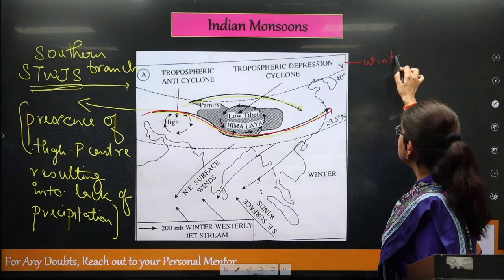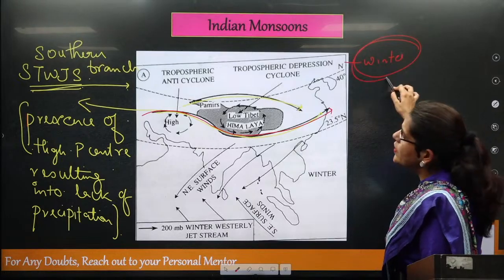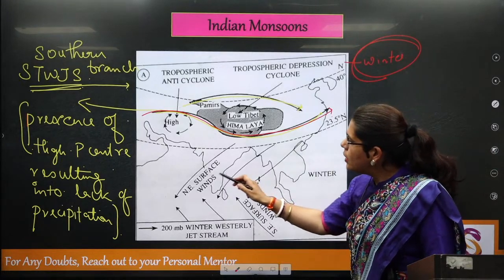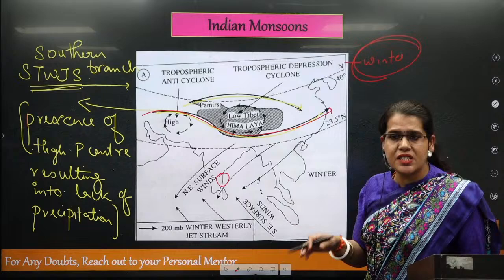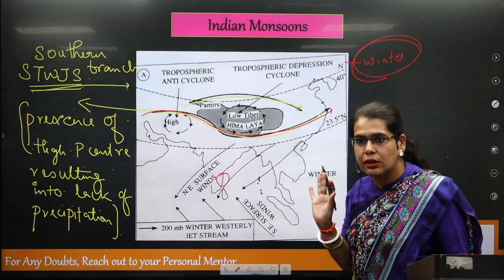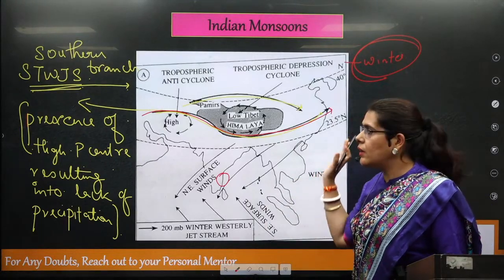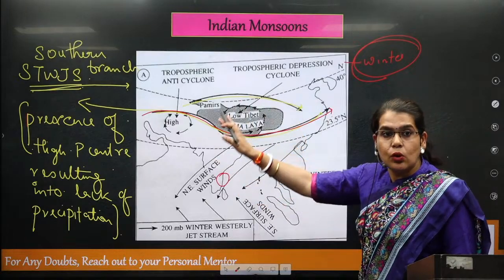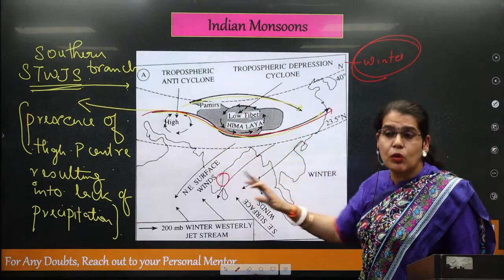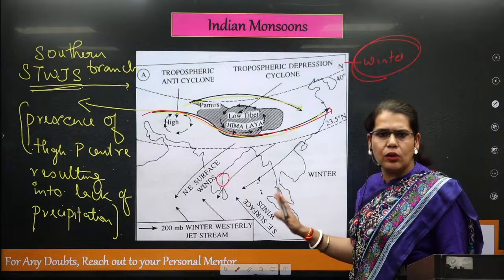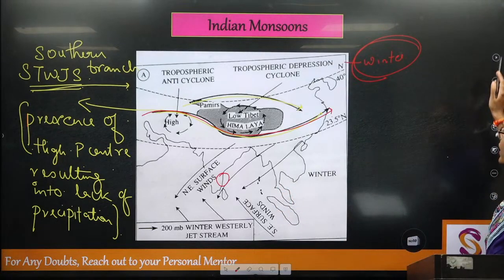So that is the reason why there is no winter rainfall, which is scattered, present only across certain regions. Simple. Now are we clear on this? Why there is no monsoonal rainfall, less monsoonal rainfall in the winters? We are clear on this, right? Now next.